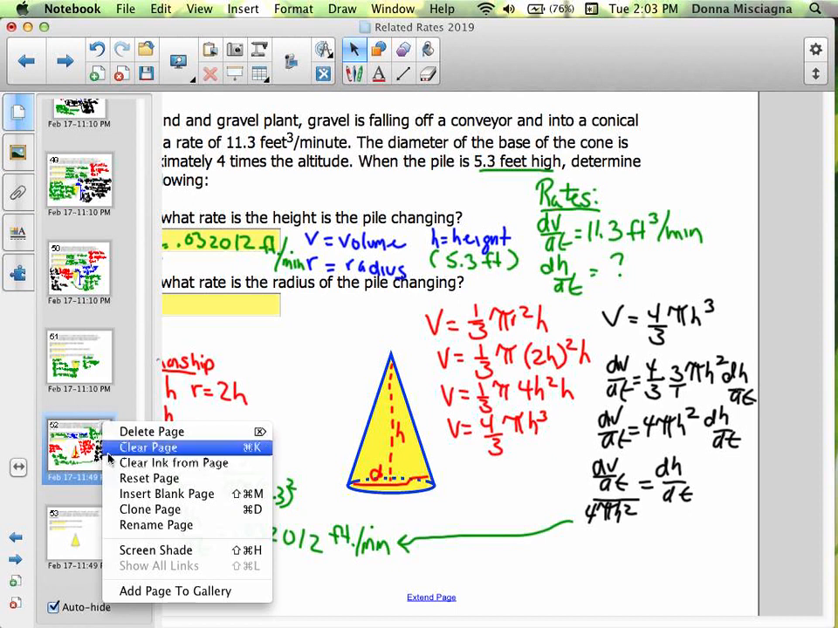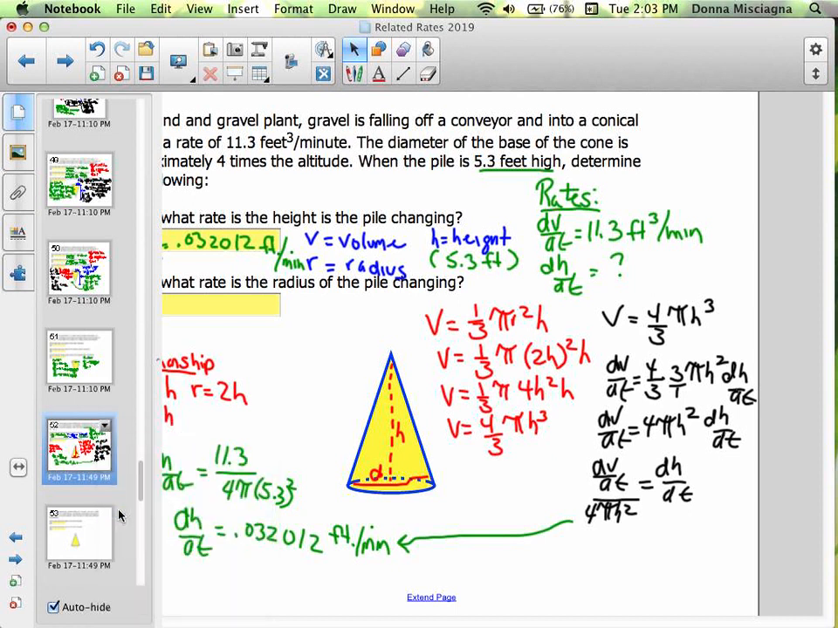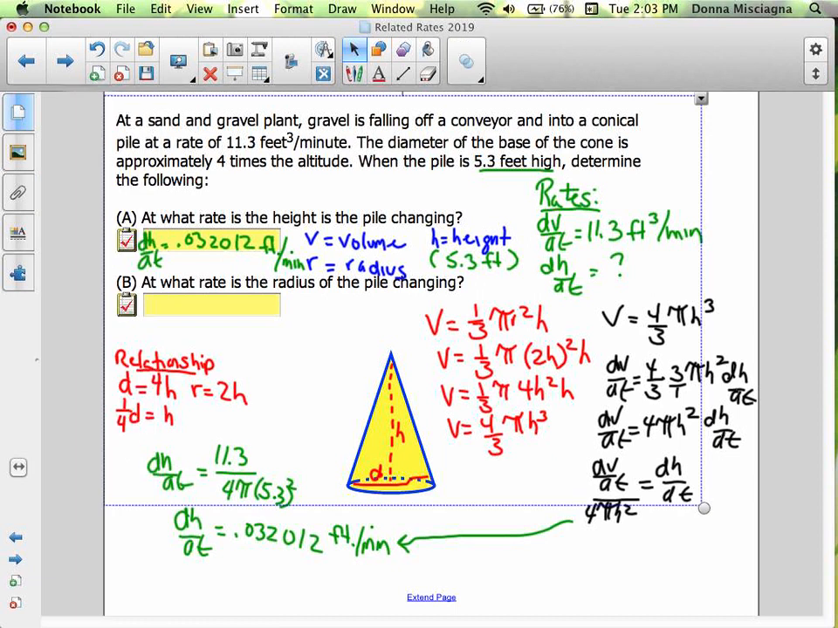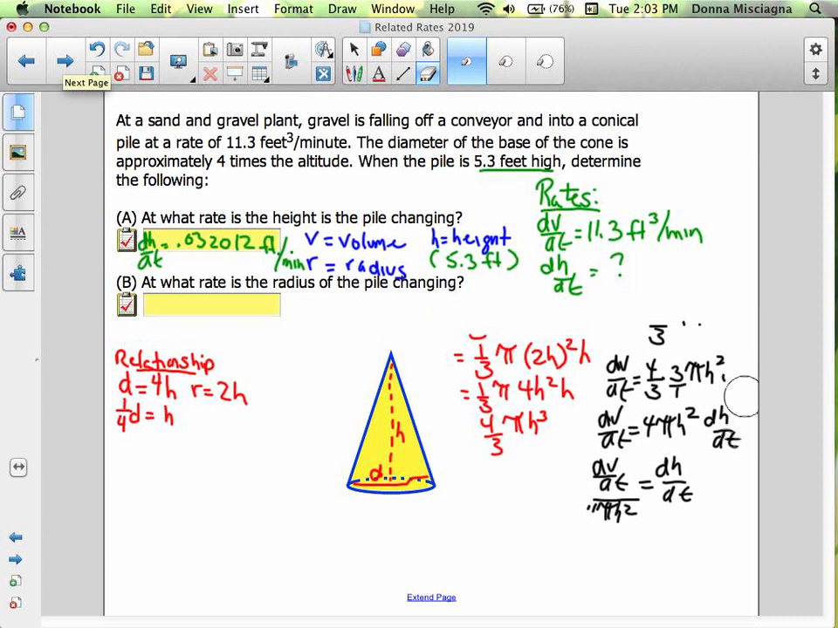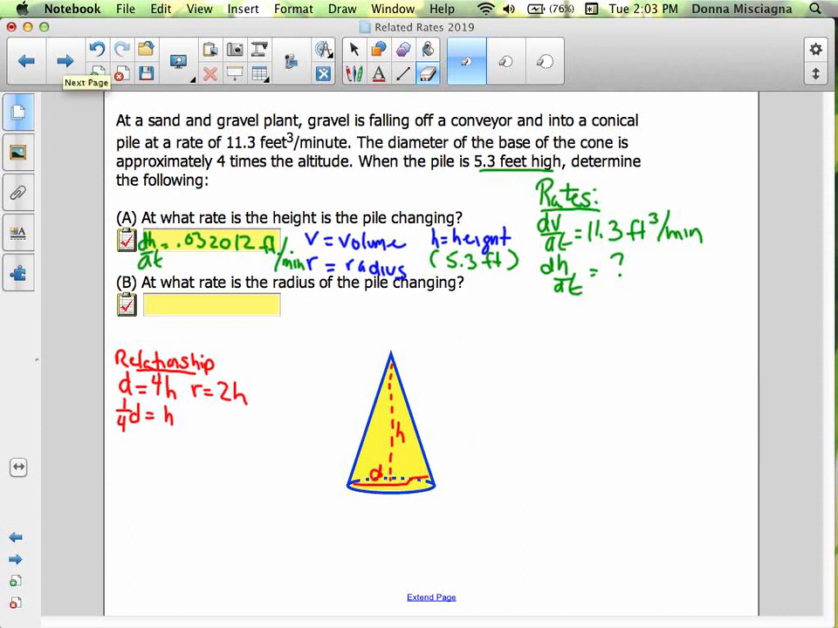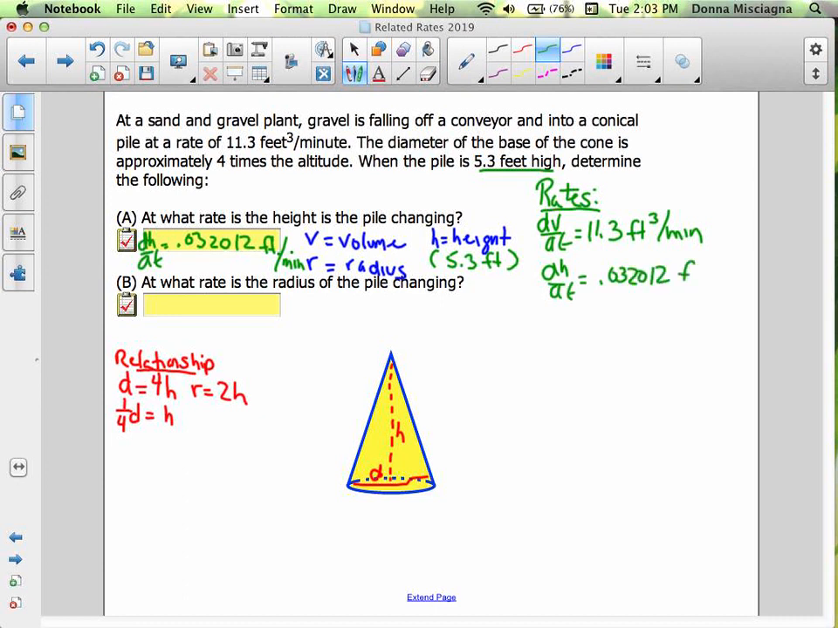I'm just going to clone this page so I don't have to write that rate again, and let's do the second half on the next page, where we have a little bit of space. I'm going to keep the relationship up, and erase dh dt, which was on the last page. We have dh dt, it's right over there. You can write it again, I guess. dh dt is 0.032012 feet per minute, and it is rounded, so it does create rounding error to use that.